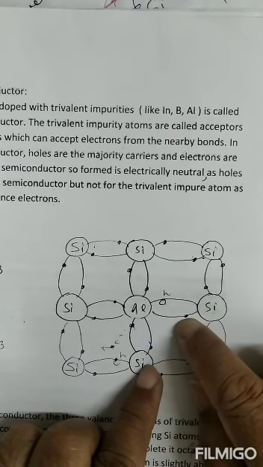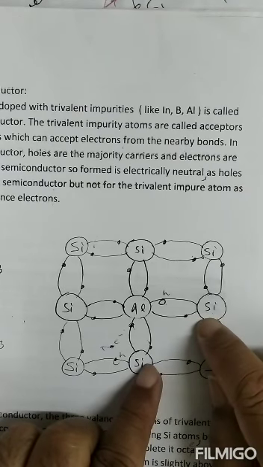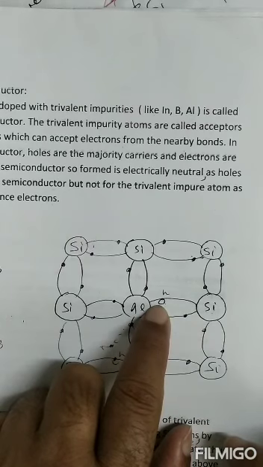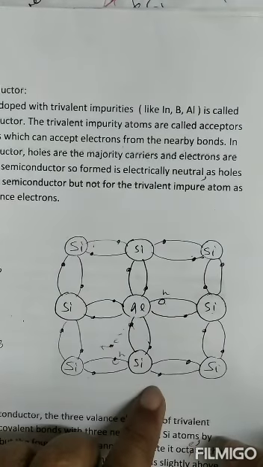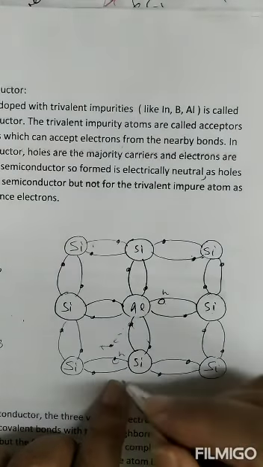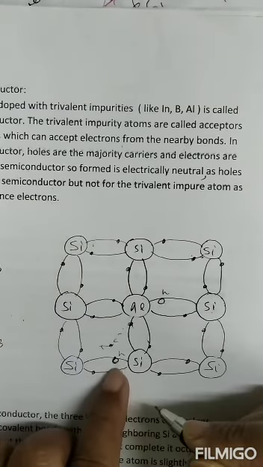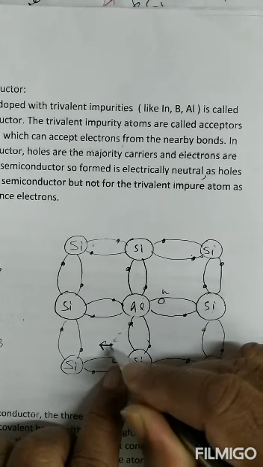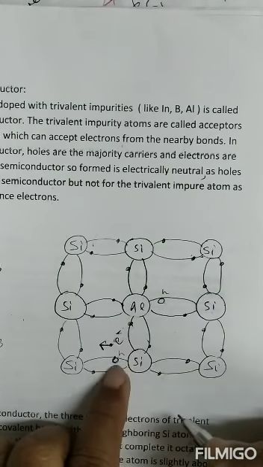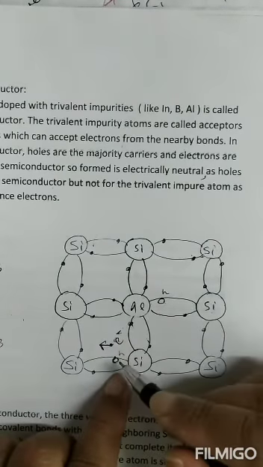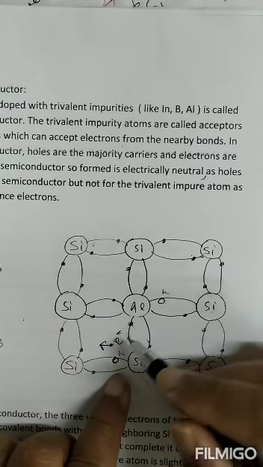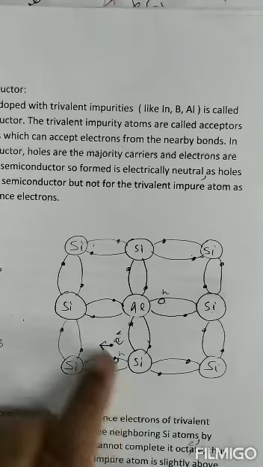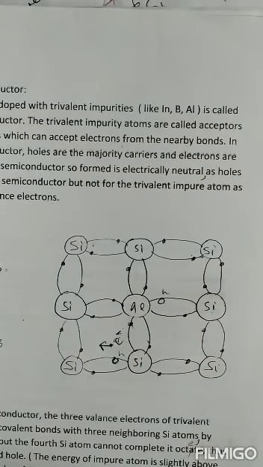In order to complete the octet, this silicon must have 8 valence electrons, but 1 vacancy is there. So this is called a hole. Again one hole is created here, because one electron comes out of it. So how many holes are there? 1, 2. And how many electrons? 1. Since the hole is the majority charge carrier, this crystal is called a p-type semiconductor.